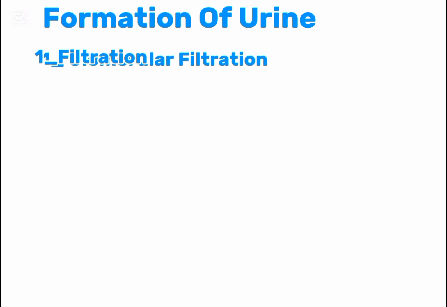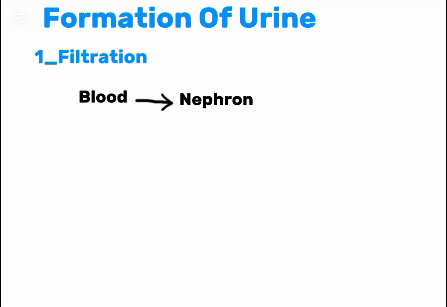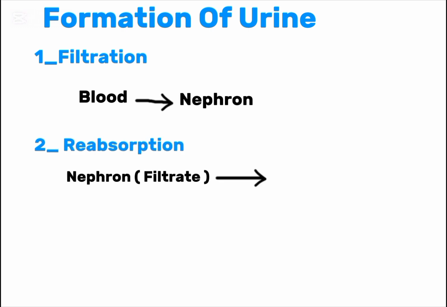Let's summarize the process of urine formation. Urine formation has three processes. Filtration means filtration of plasma from the blood into the nephron. Reabsorption means reabsorption of filtrate back from the nephron into the blood. Secretion means secretion of toxic substances that are not filtered in the glomerulus from the blood into the nephron.